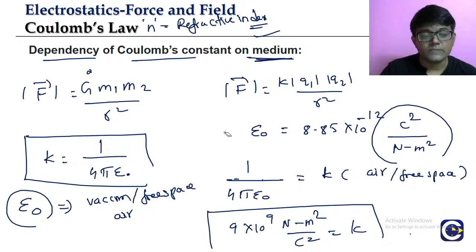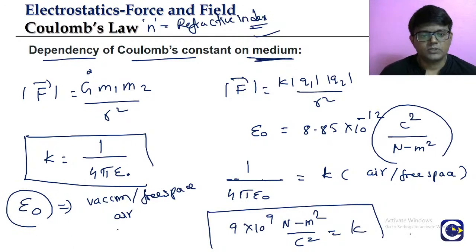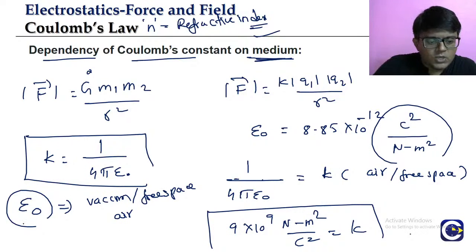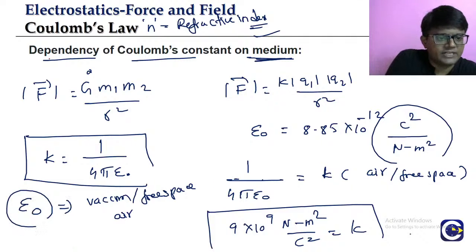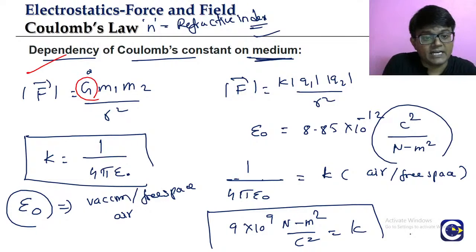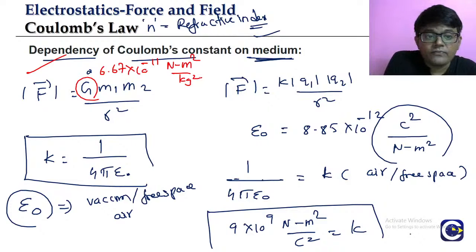Now when we compared the gravitational force and the electrostatic force, we said the electrostatic force is stronger and the gravitational force is weaker. How do we compare this? Just think about the values of the constant in the force expression of Newton's law of gravitation. What is the constant here? Capital G, the universal gravitational constant, 6.67 into 10 power minus 11 Newton meter square per kg square.